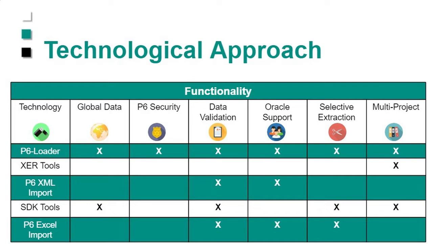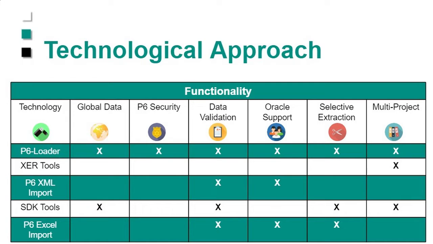The data is all validated before it comes in. So P6-Loader checks it because, again, it's going through the Primavera web services. If it's not a valid entry, the web service will throw an error and stop. And so you'll know immediately if you've spelled the word global incorrectly, for example. It'll immediately stop you in your tracks.